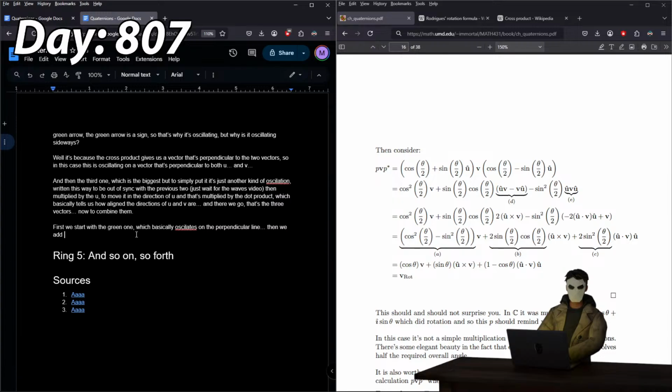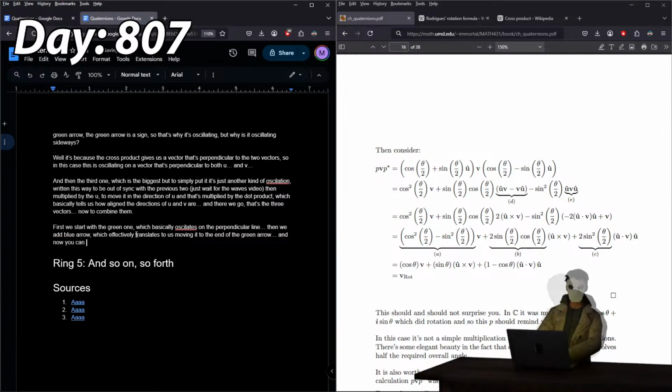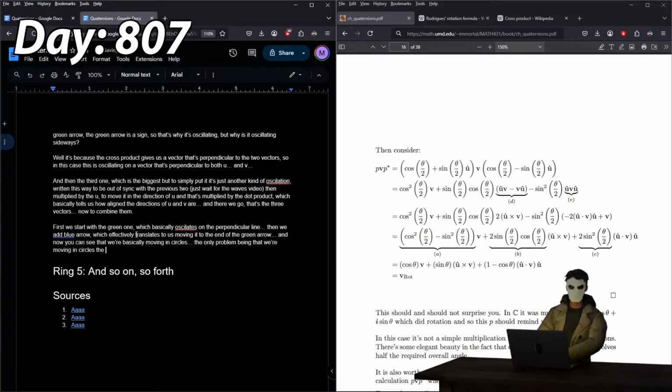Oscillating perpendicular line. Then we add the, which effectively translates to us moving it to the end of the green arrow. Now you can see that we're basically moving in circles. The only problem being that we're moving in circles the wrong way.